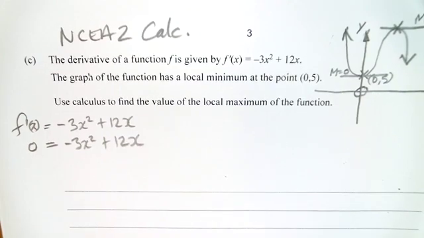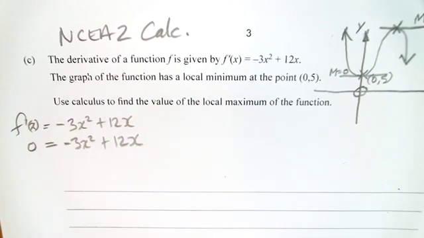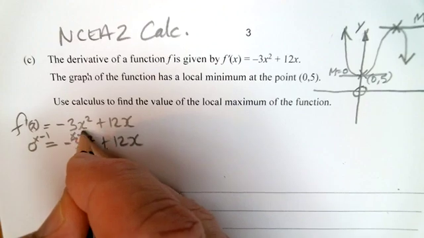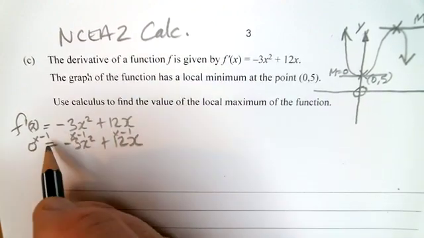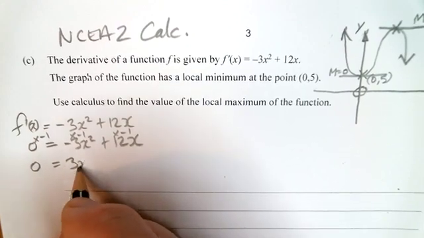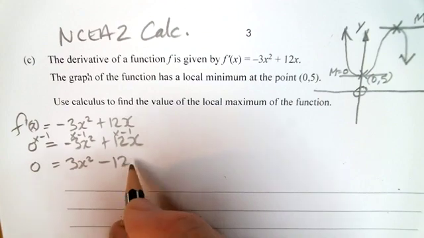But before I do, I notice I've got a negative here. And it's just a pain. I'm actually not going to deal with a negative. So I'm going to multiply all of this by negative 1. All of this by negative 1. All of this by negative 1. Negative 1 times 0 is still 0. Negative 1 times this is going to be 3x squared. And this is going to be negative 1 times positive 12 is negative 12x.